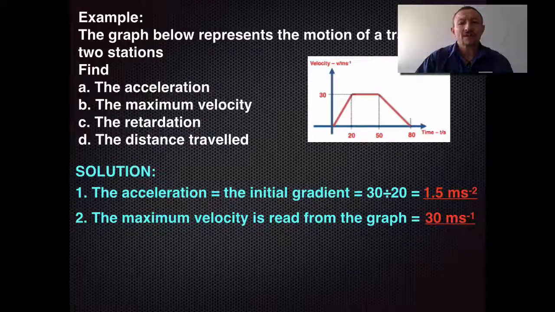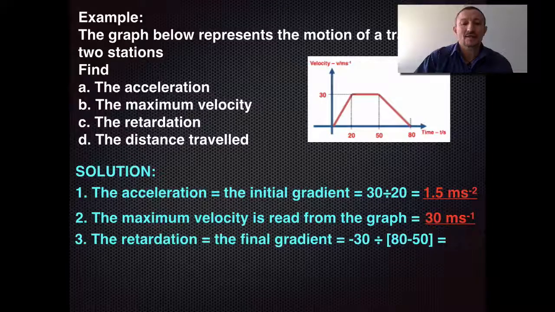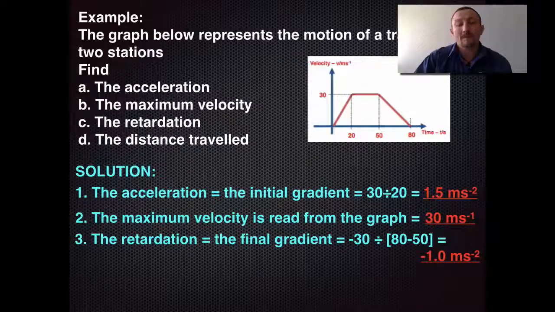The retardation is going to be the third portion of the actual graph. This is the slope going downwards. So we look at what we start with, which was 30, and we take away what we finish with, which is 80. 80 minus 30 basically is going to be our 50 meters per second, and that happens over 30 seconds. So basically we're going to solve this, and the result is that we get minus 1 meter per second. So the retardation is 1 meter per second, or it's a minus value if we're talking about acceleration.